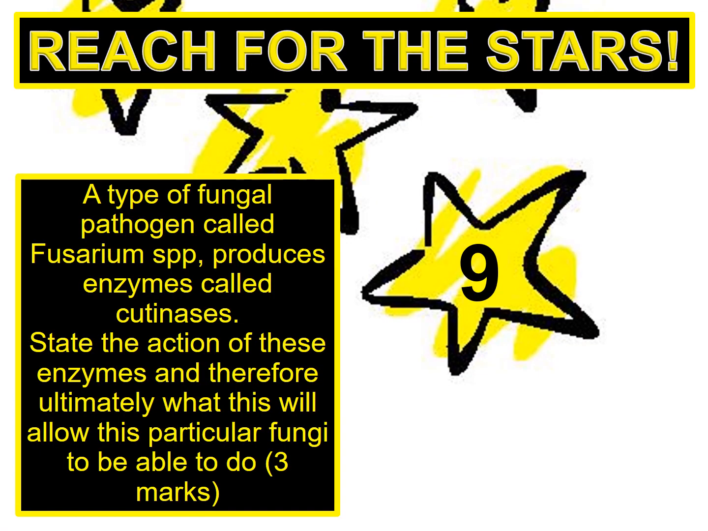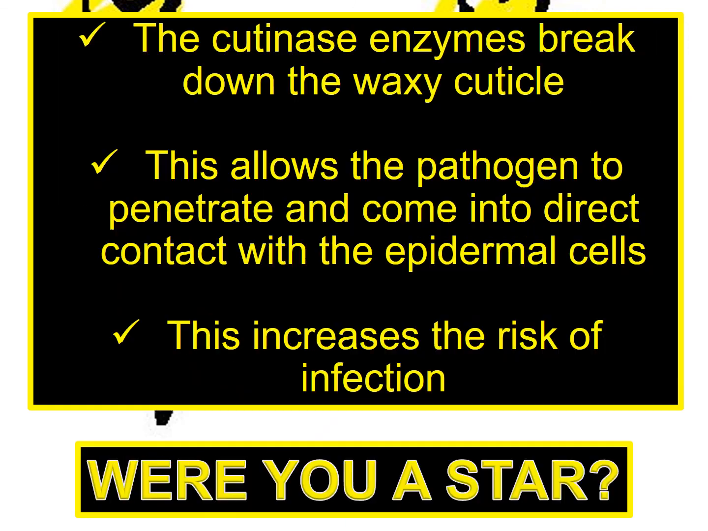So this is a grade 9 question. There's a type of fungal pathogen called Fusarium spp. It produces an enzyme called cutinases. State the action of these enzymes and therefore ultimately what this will do to the plant, and what it does to enable it to do it. So you might want to pause it now and have a little think, or go and Google it. Answers on the next slide.